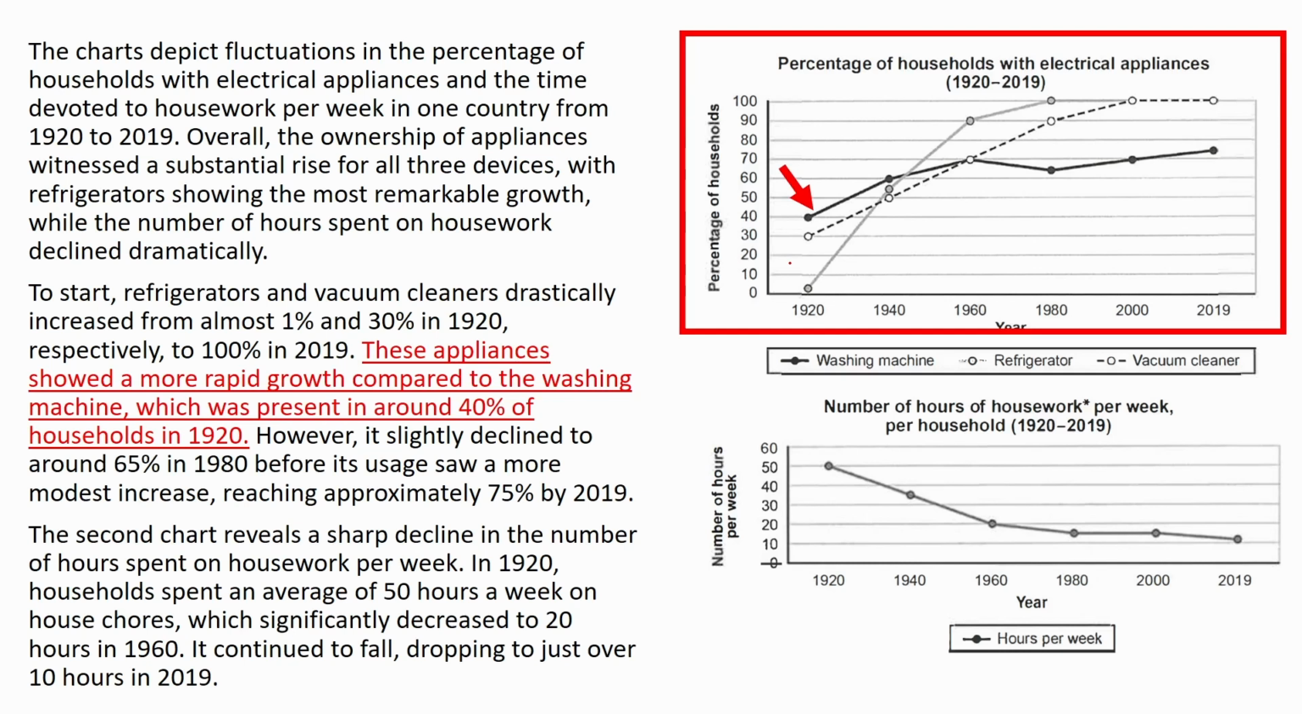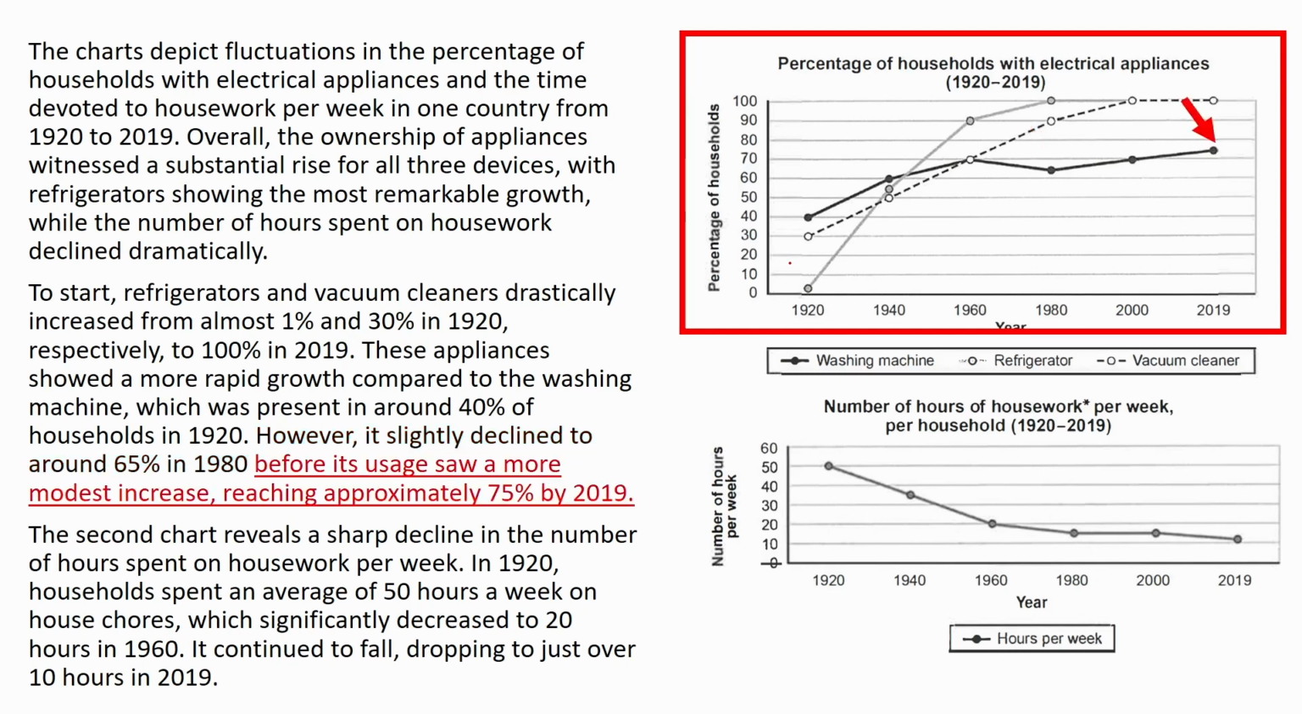Now, I need to continue with washing machines. However, it slightly declined to around 65% in 1980 before its usage saw a more modest increase, reaching approximately 75% by 2019. I mentioned that slight decline also in 1980.